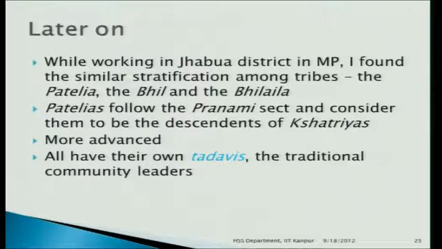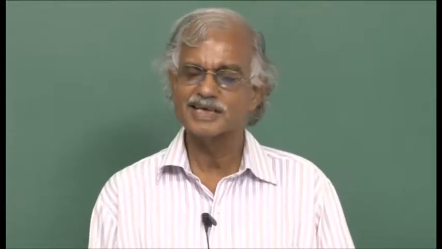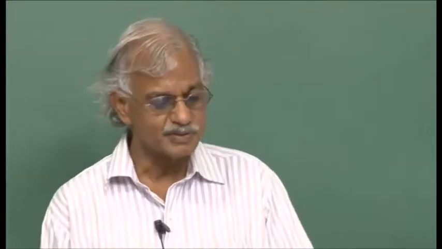Later on, while working in Jhabua district in MP, I found similar stratification among tribes. Although that study was not on population or family planning, it was devoted to education. But there in Jhabua, in rural tribal areas, I found that the tribes were divided into three categories, the Patelia, the Bhil and the Bhilela. Patelias were at the top and Bhilelas were the most backward. Patelias follow the Pranami sect and consider themselves to be descendants of Kshatriyas. Again the same thing, once your socio-economic condition improves, you want to convert this into cultural gains and you become a Kshatriya in the caste hierarchy of Hindus.